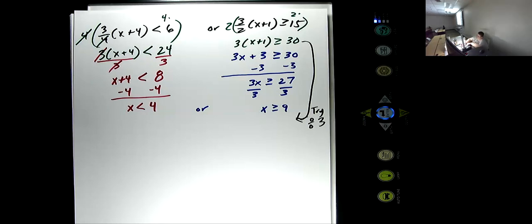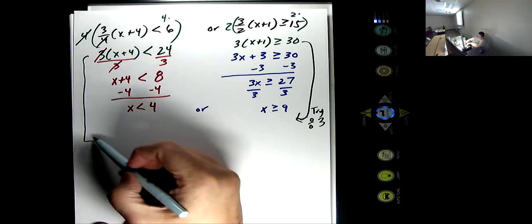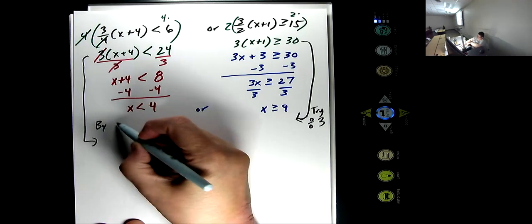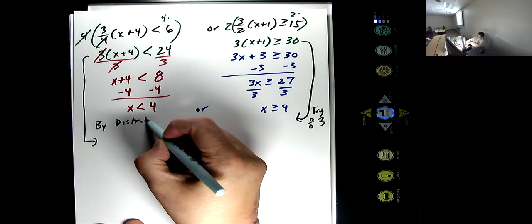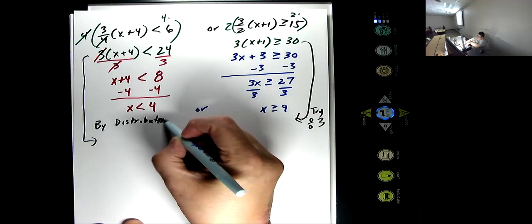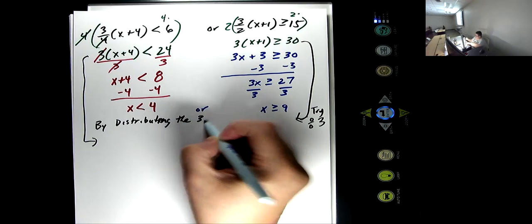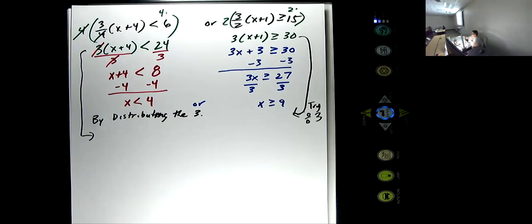In fact, it's worth trying both ways. Try doing this one by distribution. Distributing the 3. Try doing it both ways real quick. See which way works best for you, which way feels more comfortable.